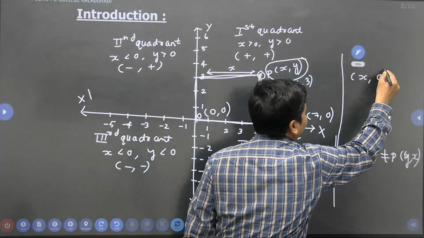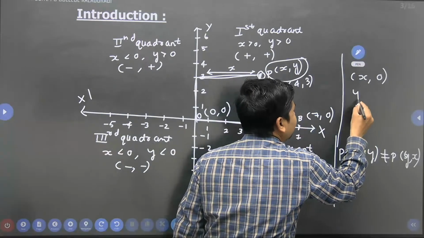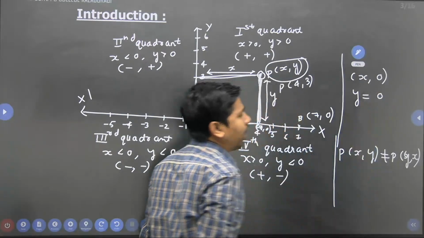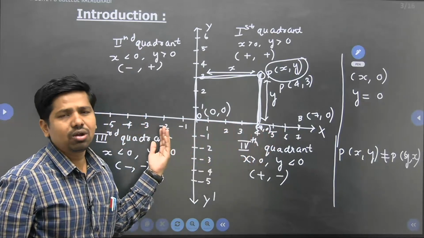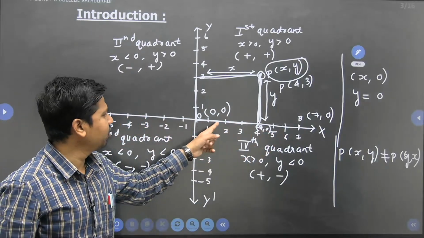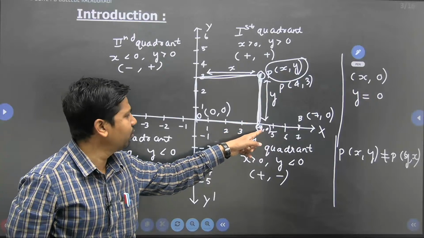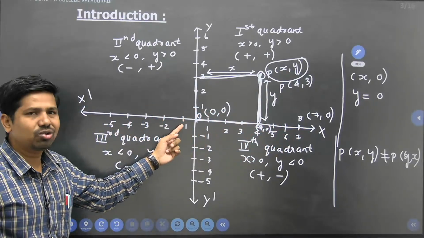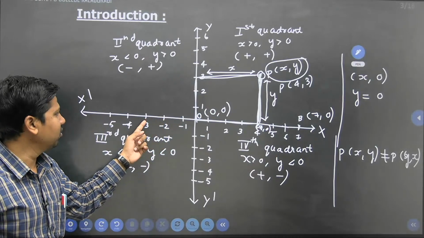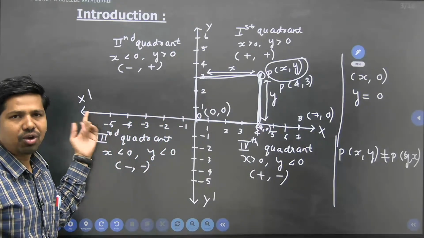X comma 0. That is on x-axis, what is 0? Y coordinate is 0, right? So anywhere you go on x-axis, y coordinate is 0. So this is 1 comma 0, 2 comma 0, 3 comma 0, 4 comma 0, 5 comma 0, 7 comma 0. And if you go on negative x-axis, minus 1 comma 0, minus 2 comma 0, minus 3 comma 0, minus 4 comma 0, minus 5 comma 0.